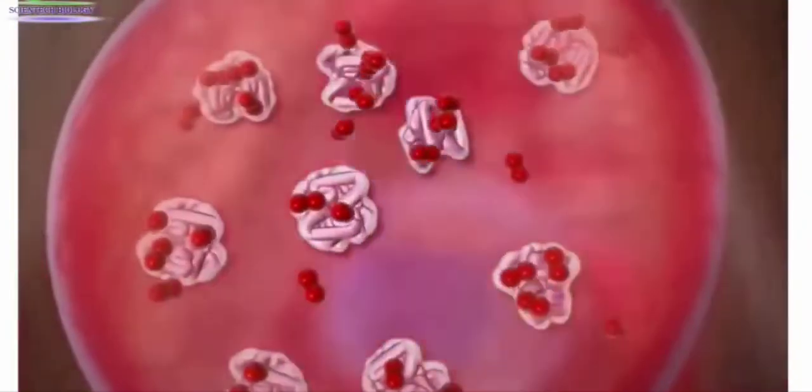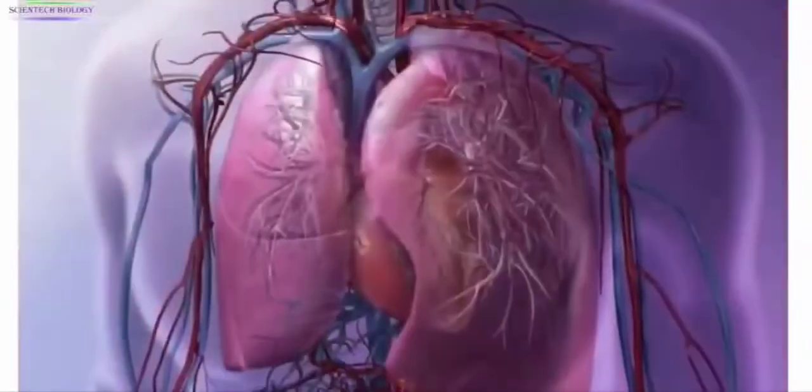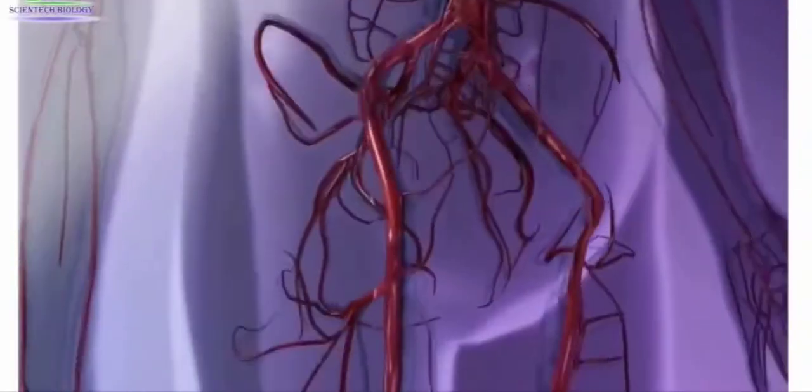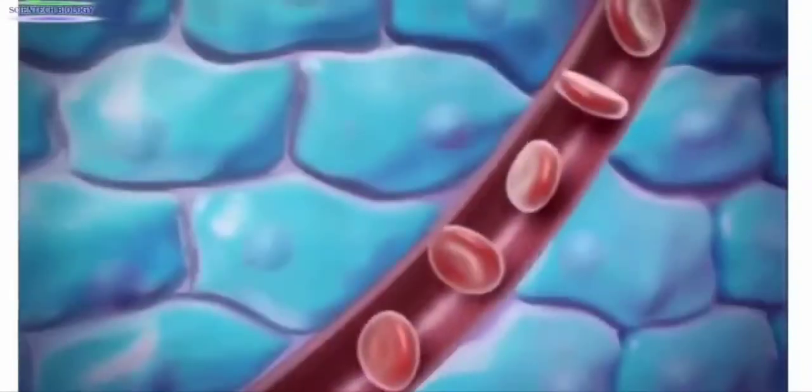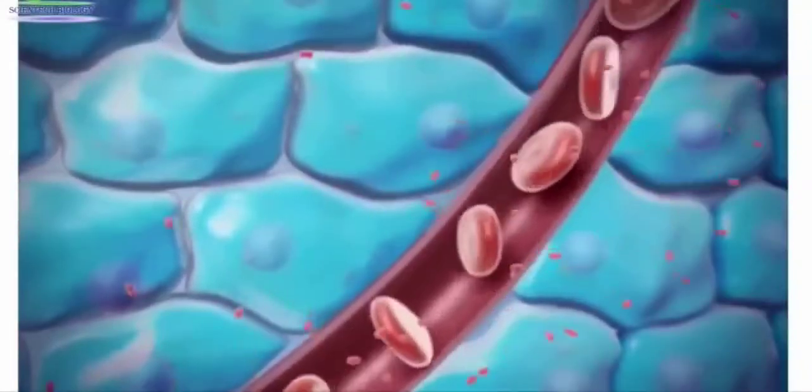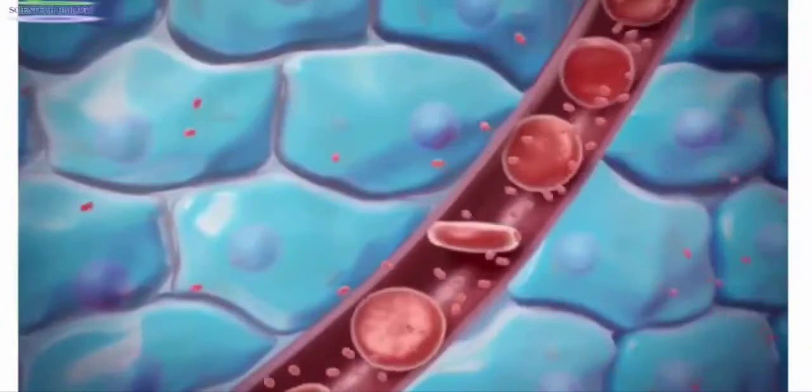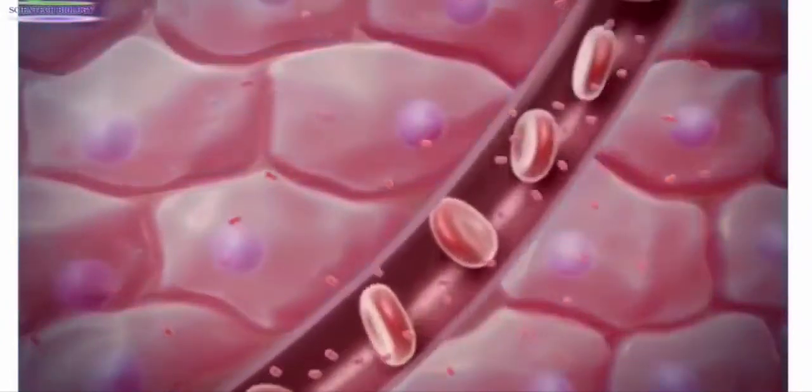In the lungs, oxygen is absorbed into the blood by RBCs containing hemoglobin. Oxygen binds to this molecule. The oxygenated blood then moves through the vasculature. Within the body tissue, the RBCs release oxygen, which then diffuses through the capillary wall into the tissue.